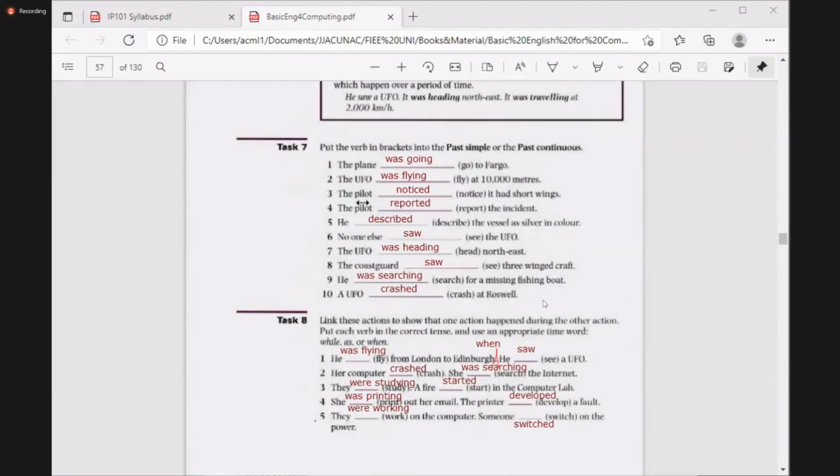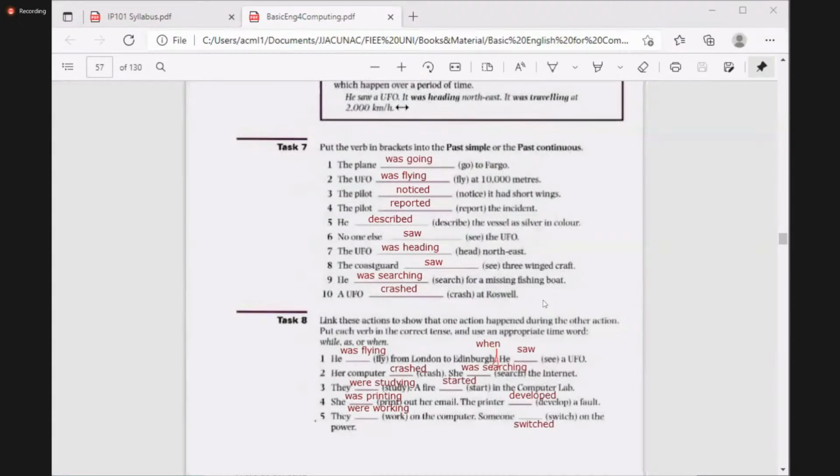When we describe the picture, when we describe the context in the past, we can use the past continuous. So the plane was going to Fargo and the UFO was flying at 10,000 meters. Despite the fact that we have two actions, two verbs, we can use past progressive for both because we are just describing the context. Now, that is the part that corresponds to grammar: simple past, past continuous. Then after this, we had some problem solving.